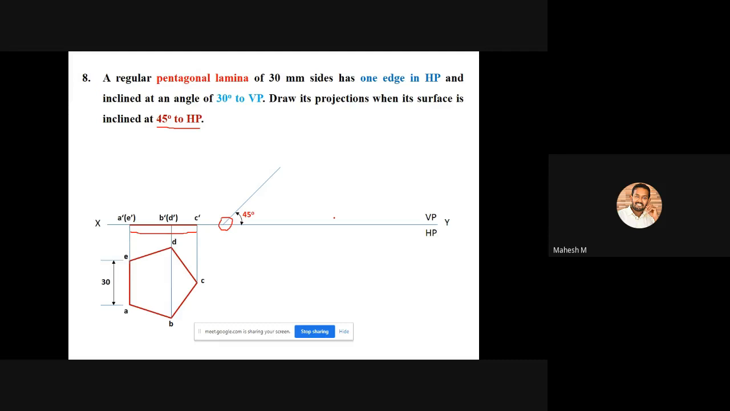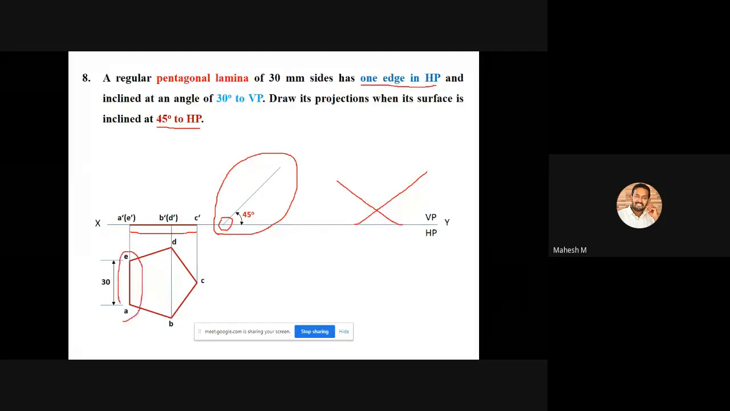So I already told you, the third front view or third top view, either you can incline like this or incline like this. But the second condition should be like this, because when one edge is in HP, the point where this edge comes is the one that should be placed inclined.